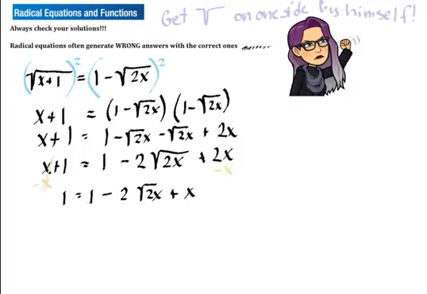I'm going to want to start moving stuff to the other side. So I'll move the 1 first. Let's subtract 1 from both sides. They go away, that's pretty handy. So I have 0 equals negative 2 square root 2x plus x.